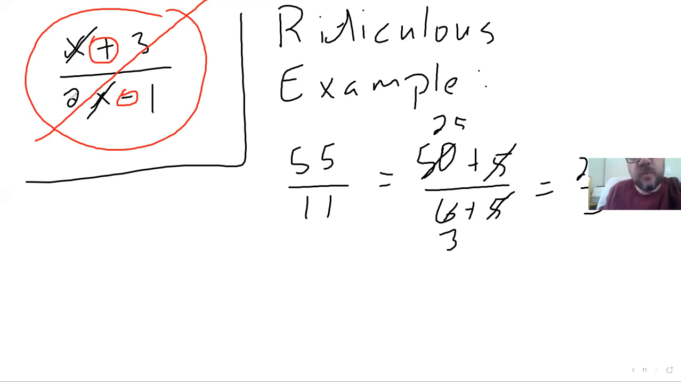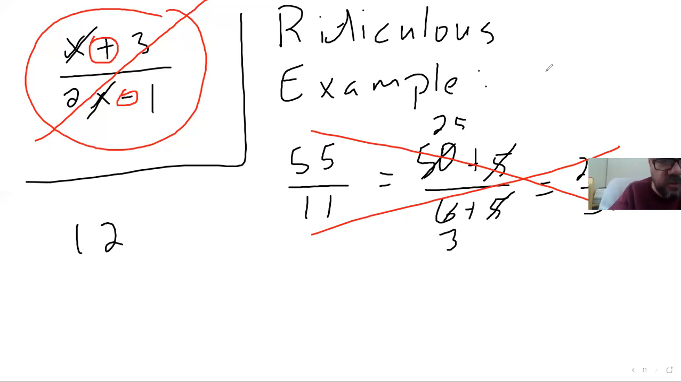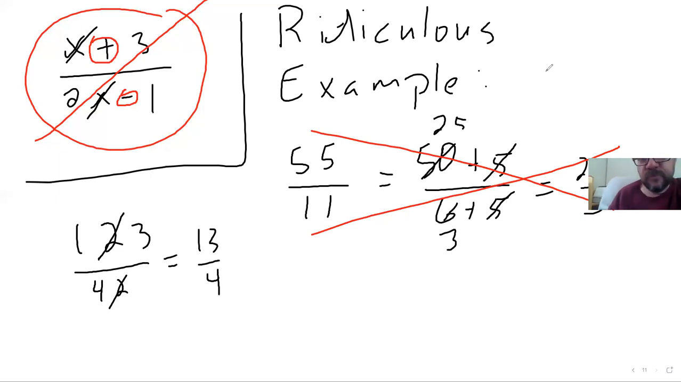It looks less silly when it's with letters because you can see two things that look alike and want to cancel them. But this is dumb. Don't do this. Right. Another way to think of it is, let's say, what if I had like 123 over 42, and I said to myself, aha, I can cancel the 2's. Right. That's dumb. Don't do that. That's not gonna work.